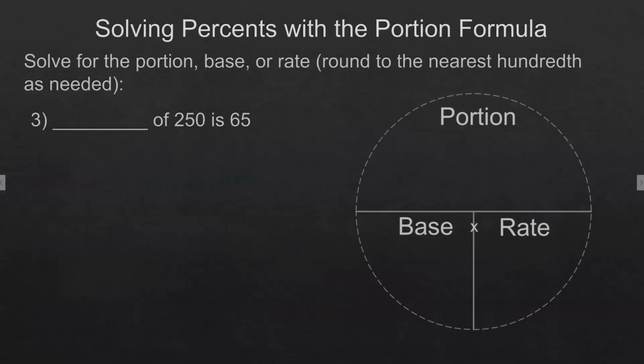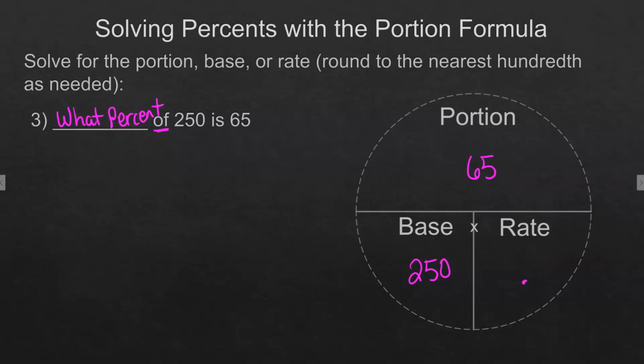Okay, continue on. So this one says something, blank. I've got to fill in the blank. Blank of 250 is 65. Notice there's that "of" right there. So that means my multiplication: of 250 is 65. Remember, the "is" is telling us usually the portion, right? So actually 65 is my portion. 250 is my base, and it's basically saying what percent of 250 is 65.